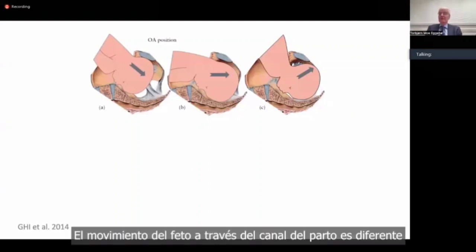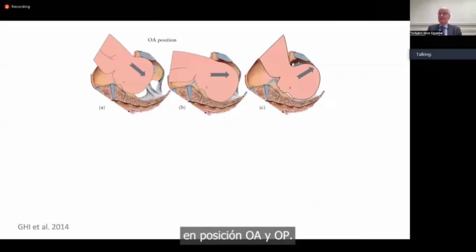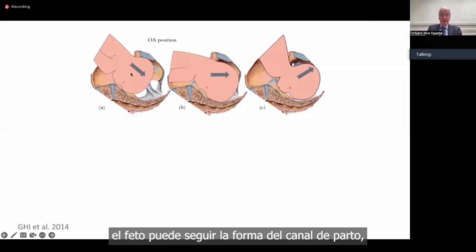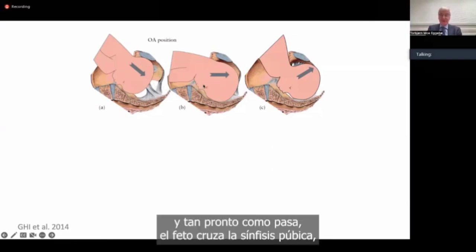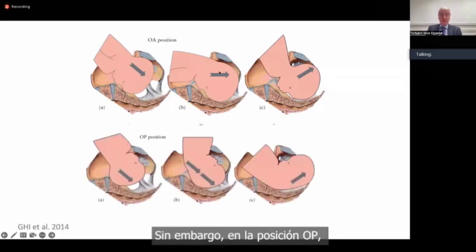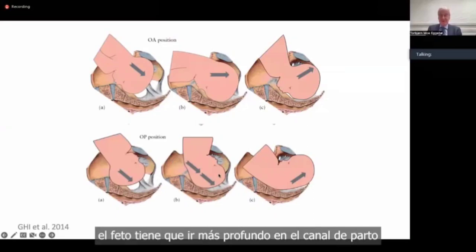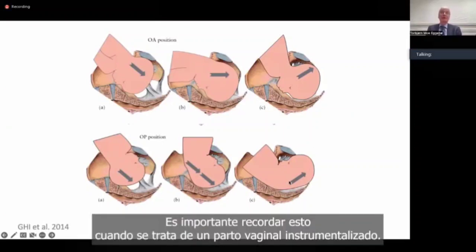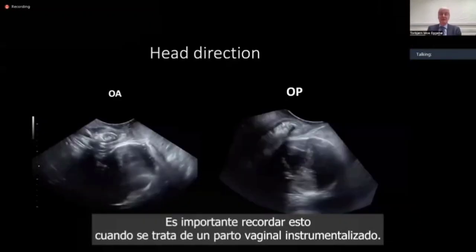The movement of the fetus through the birth canal is different in OA and OP position. Here, in an OA position, the fetus can follow the shape of the birth canal, and as soon as it has passed the symphysis pubis, it can extend the neck and the head is directed upwards. However, in OP position, the fetus has to pass deeper in the birth canal before the head can be directed upwards. This is important to remember when you do an operative vaginal delivery.